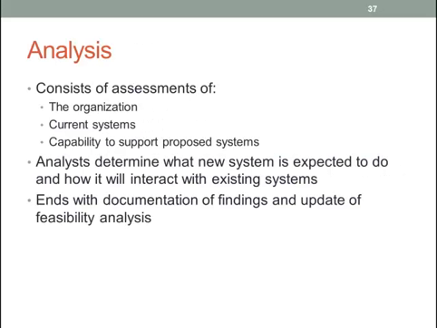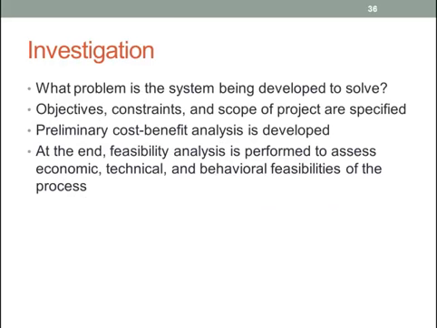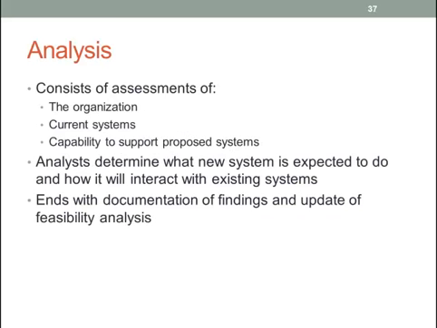The next step is analysis. The analysis phase begins with the information learned during the investigation phase. It's rolled forward. This process consists really of an assessment of the organization, the status of current systems, and the capability of supporting the proposed system. Analysts begin to determine what the new system is expected to do and how it will interact with existing systems. This phase ends with the documentation of the findings and, again, another feasibility analysis.